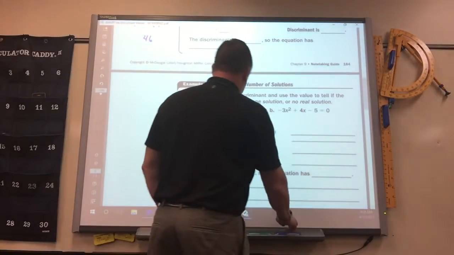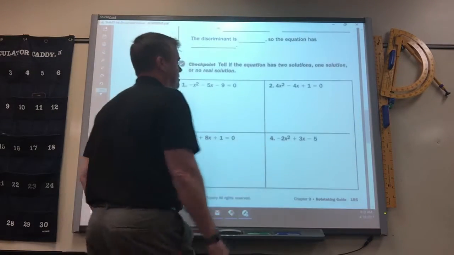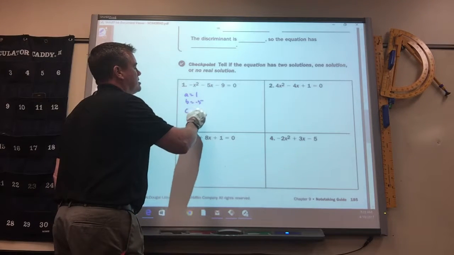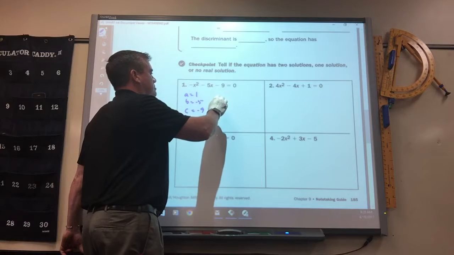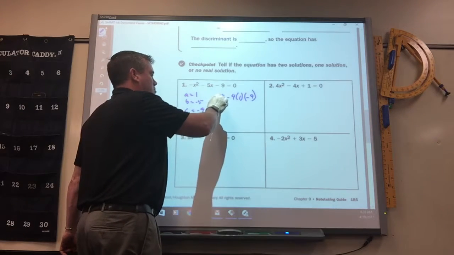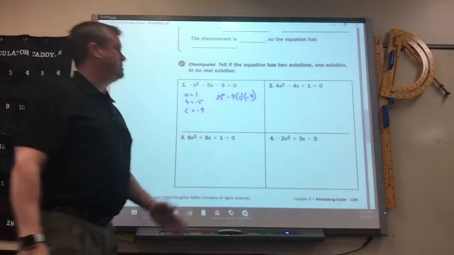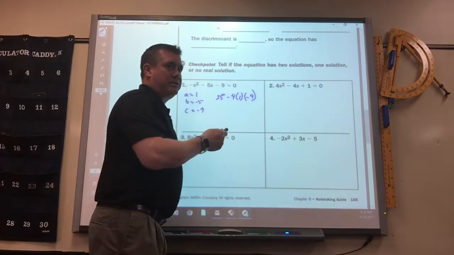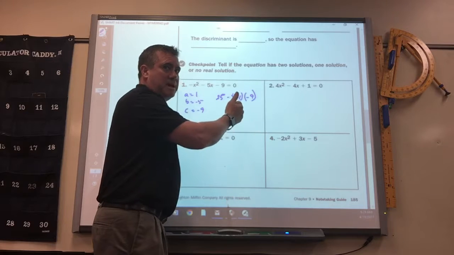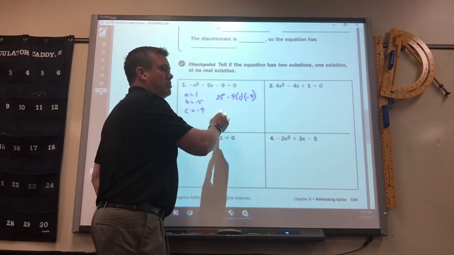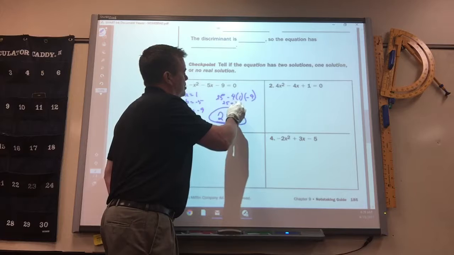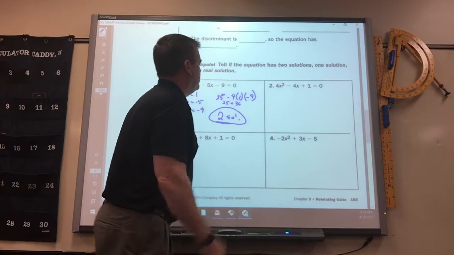Okay, same thing here. Let's go down where we got more room. So a is negative 1, b is negative 5, c is negative 9. So b squared minus 4 times a times c. I don't remember who it was, but they kind of figured it out. When you have a negative here and a negative there, what does that turn to? Positive. So it's going to be 25 plus something, which means it's going to be a positive number, right? Which means this will have two solutions. It turns out to be 25 plus 36, which is what, 61?